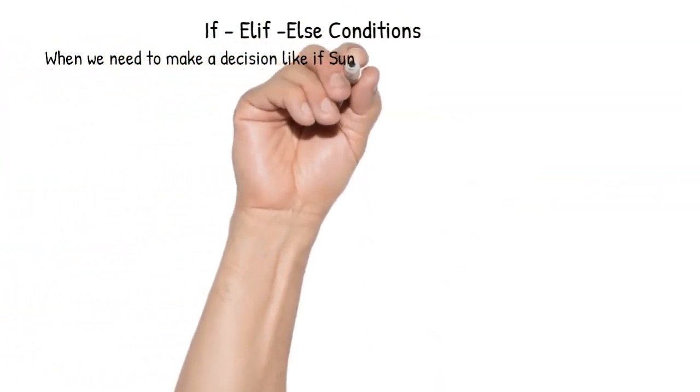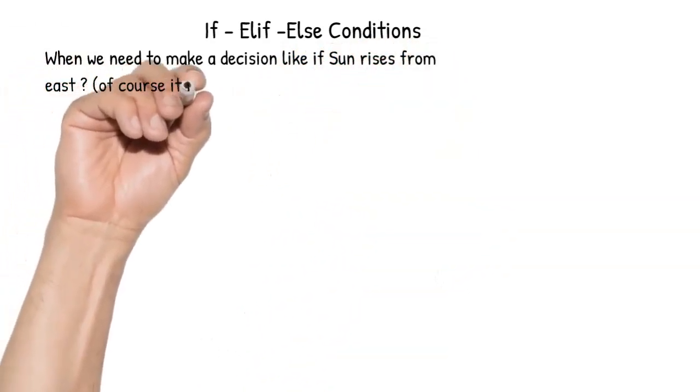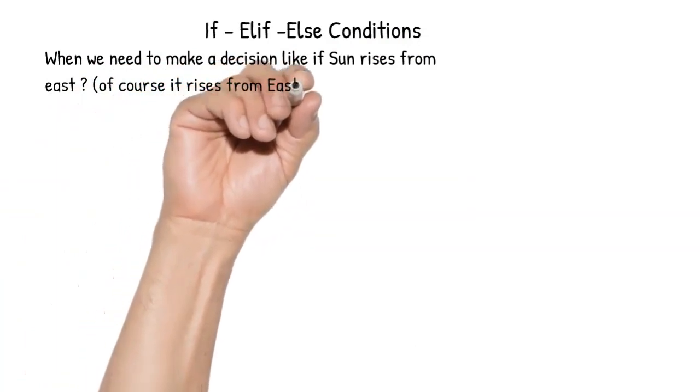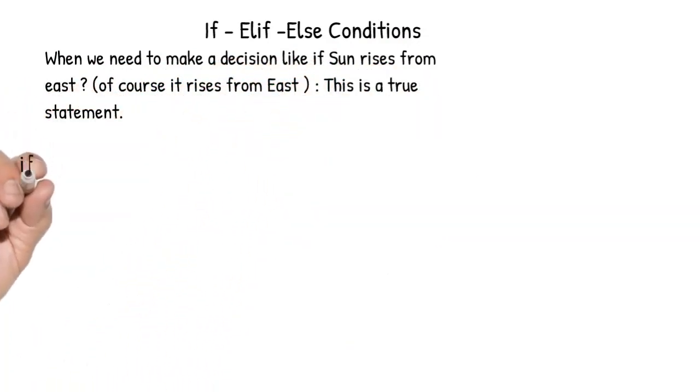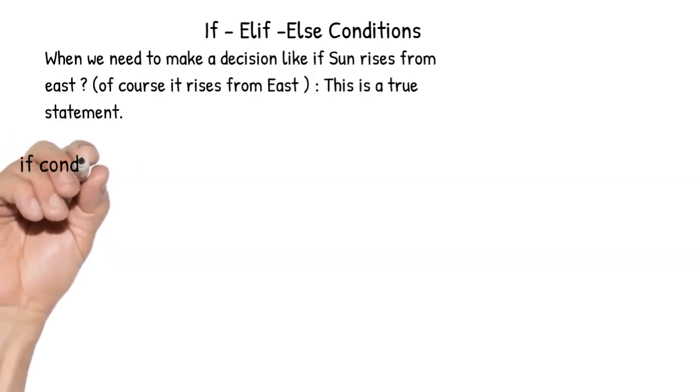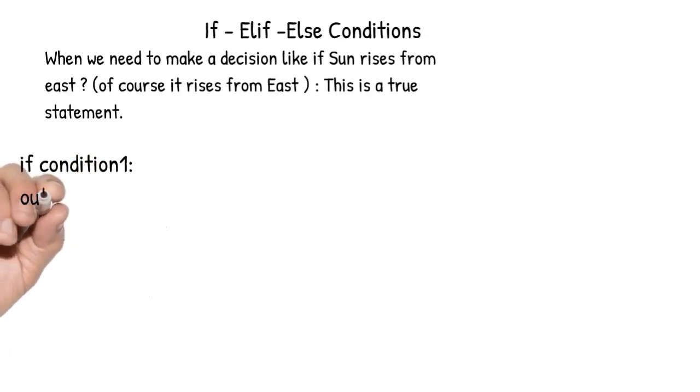So usually when do we use if-else condition? When we have to make some important decision. For example, if somebody asks you, does the sun rise from the east? And you will say yes. So this is one of the conditions and the output.